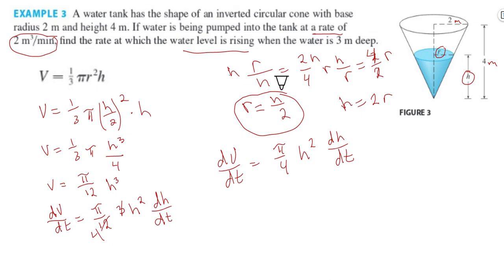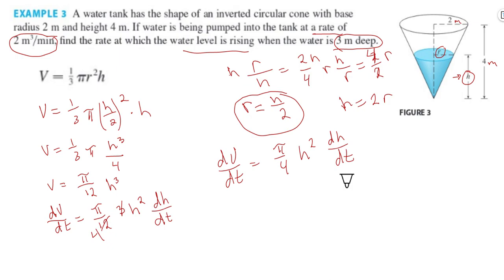We have 3 meters deep, so that's the height of the water. That's the h, so that's the time when h equals 3, so we can plug that in. And then the only thing that's not known is the dh dt, and that's the question, is how quickly is the height changing?